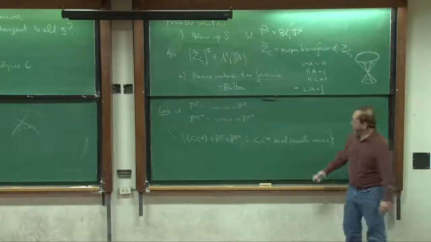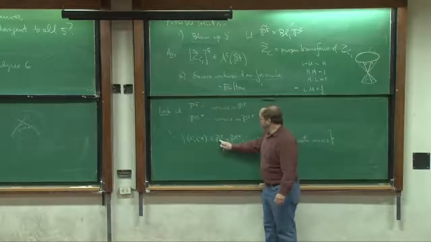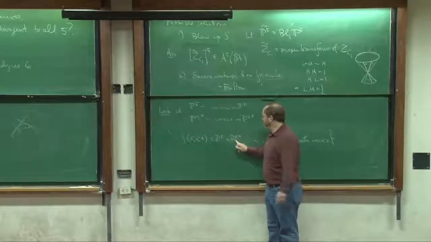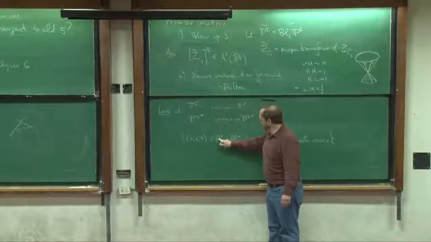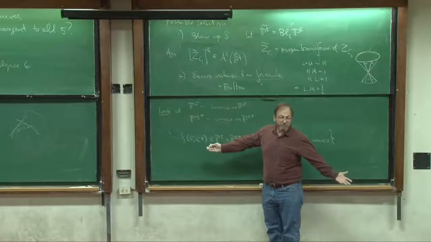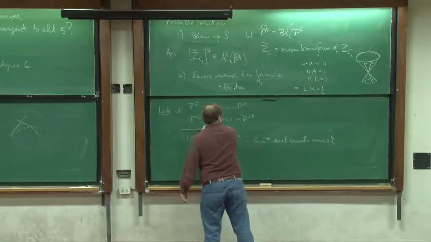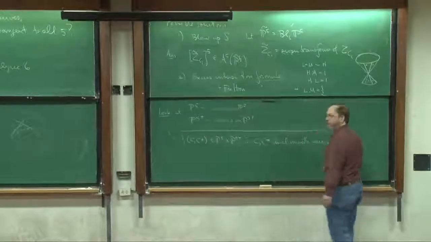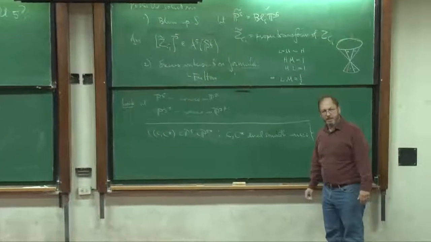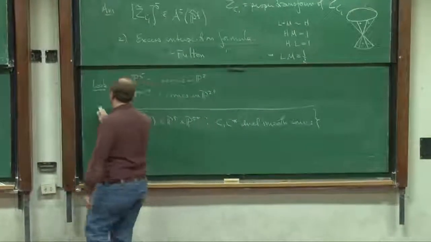One way to think of this, if you like, is we have a rational map from P5 to P5 star that sends a smooth conic to its dual. This is the graph of that map. And what I'm proposing to do now is simply take the closure. That's our space of complete conics.